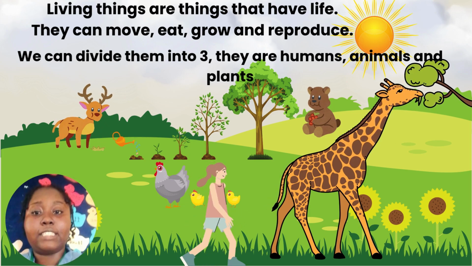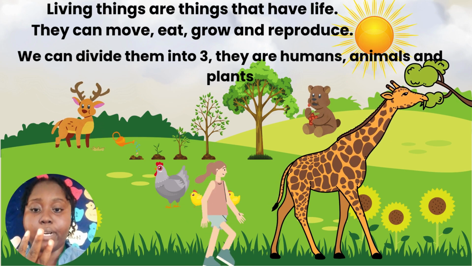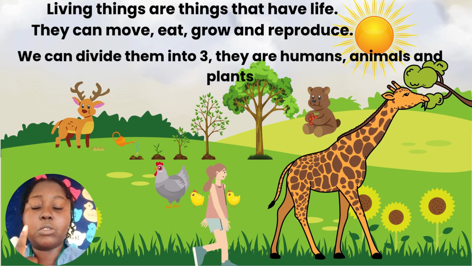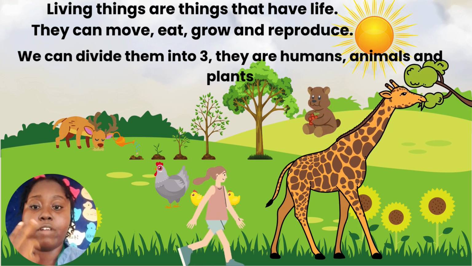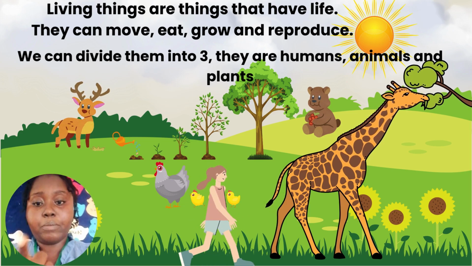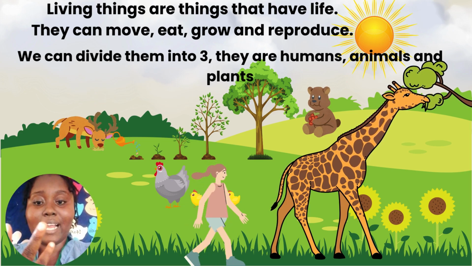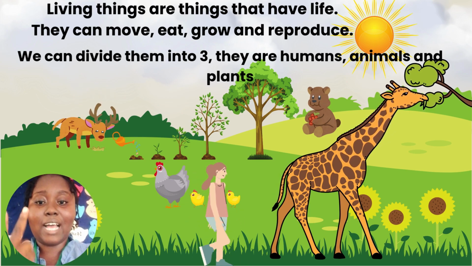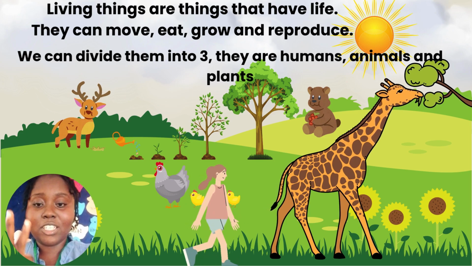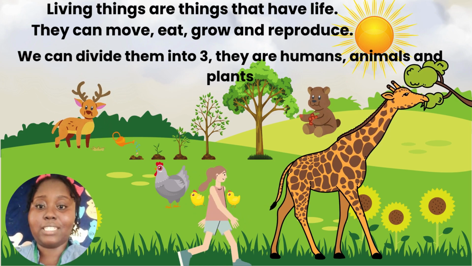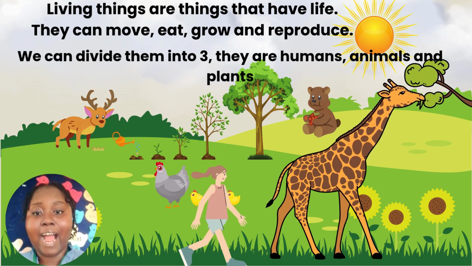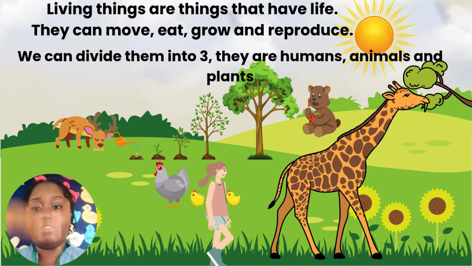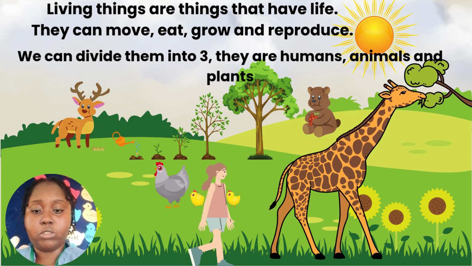And now we can classify living things into three parts. We have humans, we have animals, and we also have plants. So the three classifications of living things are humans, animals, and plants. So let's not forget, what are living things? Living things are things that have life and they can move, they can eat, they can grow, they can reproduce.